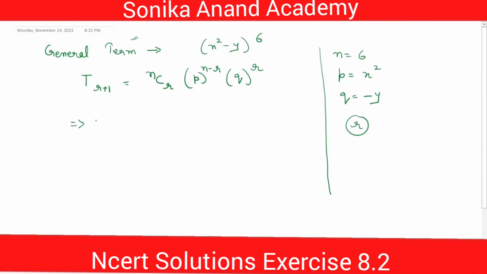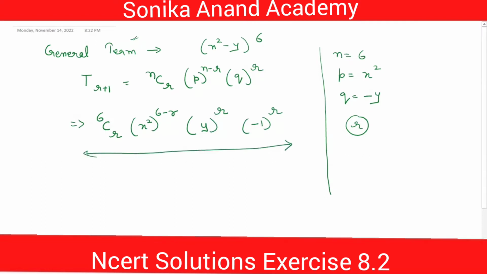So we have 6Cr. Now for p, x square to the power 6 minus r. For q, it is minus y. So we write it like y only with r and minus 1 with r. This is the format.